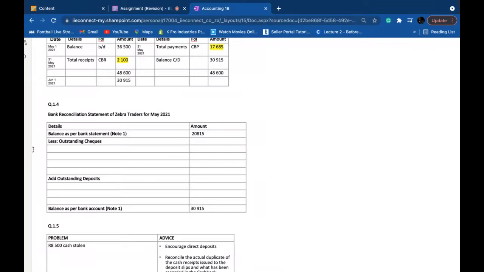Now that we have that, we know the format of our answers here. Now you say less outstanding checks. Sometimes you can start by adding the outstanding deposits, which is perfectly fine. I don't mind either way, you still would get your marks. Now we look and we say, okay, from last month's bank reconciliation statement, are there any outstanding checks that were not dealt with in the actual bank statement of May? Let's see, outstanding checks. I see check 2, what is it?